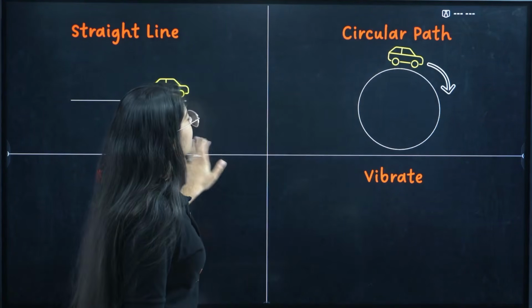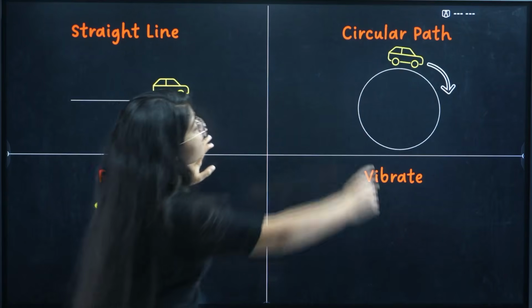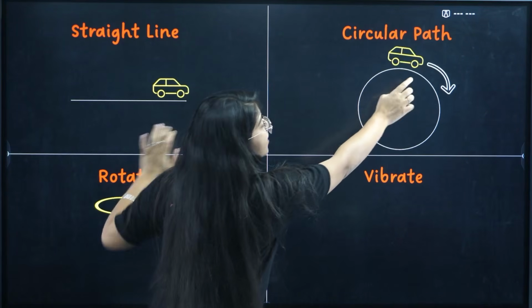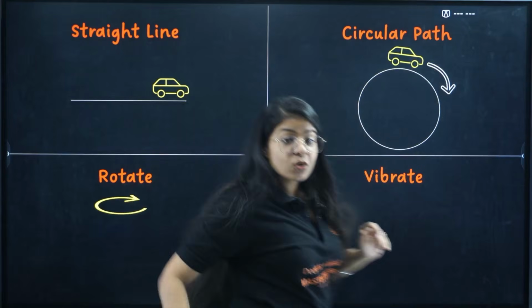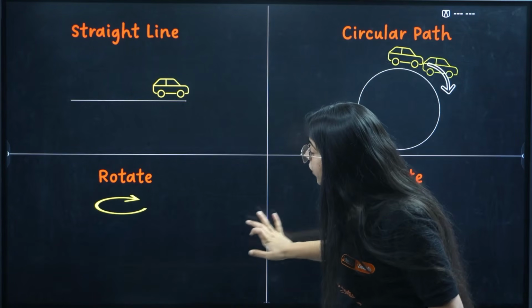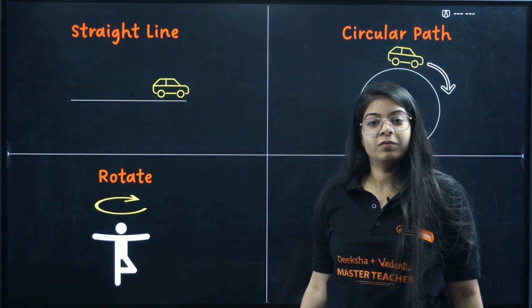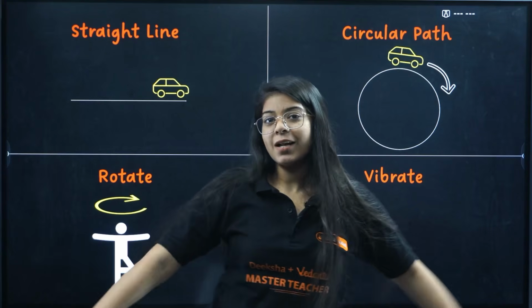So understood, this is the circular path. The car is not moving on its axis. The car is moving in a circle. What is rotation? The person who is rotating on their own. Okay, I'm a belly dancer and I'm rotating around.